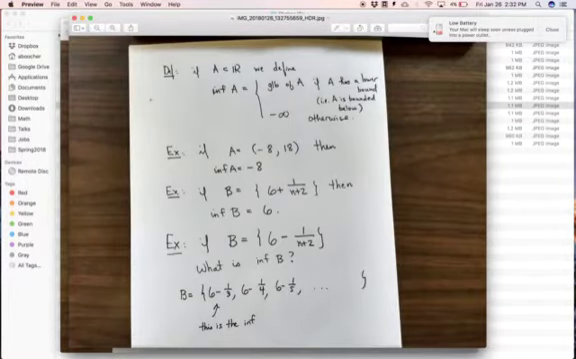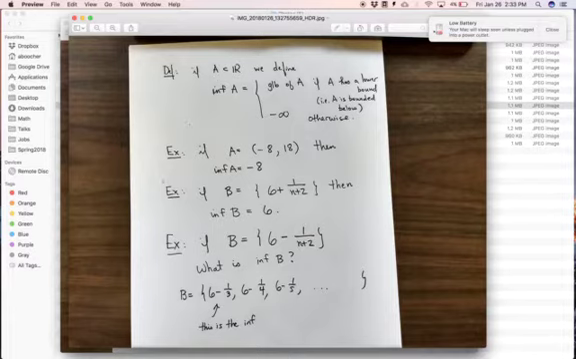So similarly, we can define the infimum of A. If we have a set, then we define the infimum of A to be the greatest lower bound if A has a lower bound, or we just define it to be minus infinity. So for example, if A were the open interval minus 8 to 18, the infimum would be minus 8 because that's the greatest lower bound.